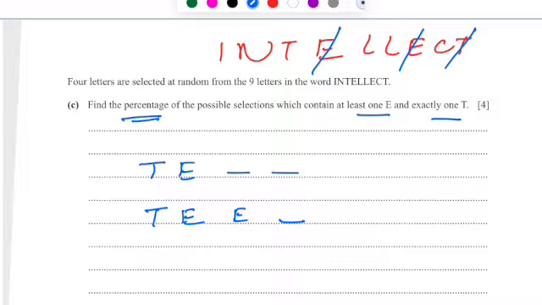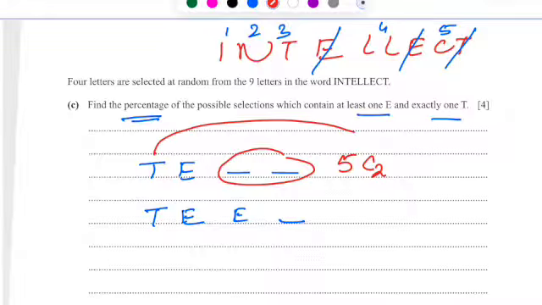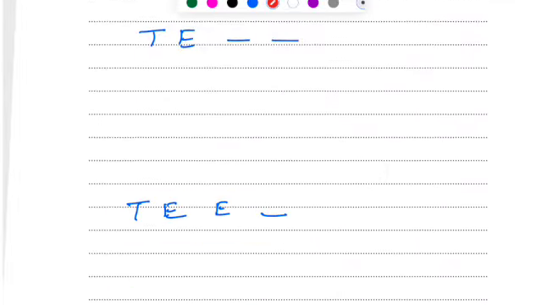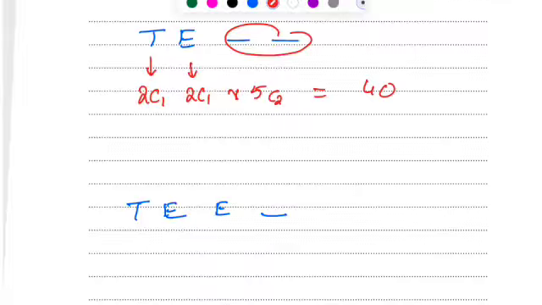One T and one E. So how many are left over now? 1, 1, 2, 3, 4. Else are same, 5. Out of 5, this can be filled in 2 places, 5C2. But this T can be selected in 2C1, as 2 T's are there. This E can be selected in 2C1. So let me write it out here. This T can be selected in 2C1, this E in 2C1, and this in 5C2. So this is going to be 40.